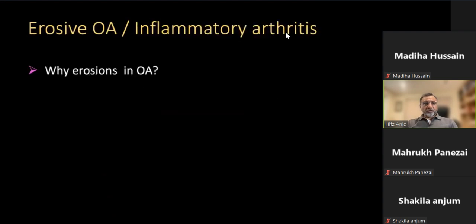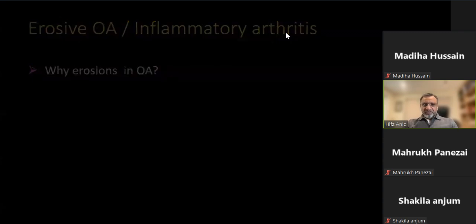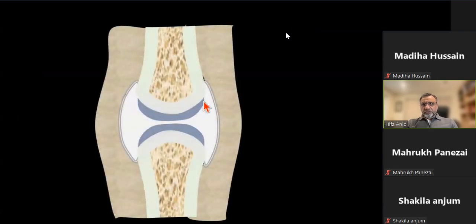Moving on to erosive osteoarthritis, or inflammatory osteoarthritis. So why do we get erosions in osteoarthritis? And why do we get synovitis in osteoarthritis? It's not a synovial disease. It's just a degenerative disease, wear and tear. There's an explanation here. This is a normal joint, with cartilage, nice joints.